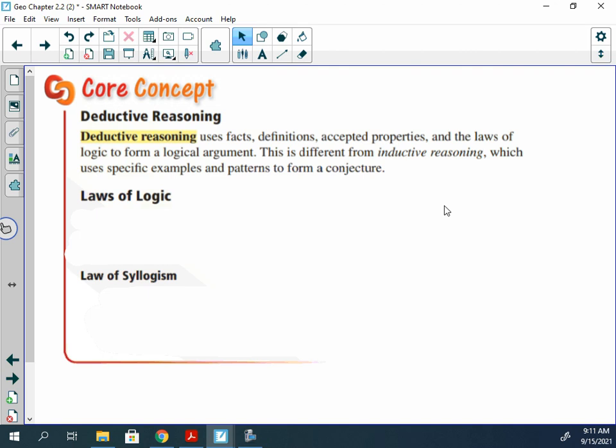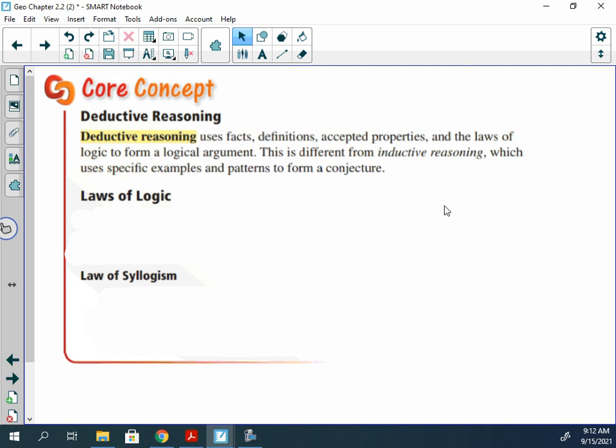So, what are we using with deductive? It is facts. We're using facts. Inductive is patterns, something that we can observe. Deductive is facts, definitions, accepted properties, and laws of logic, stuff that we can prove. Deductive reasoning is stuff that we can prove. Inductive reasoning is something that we see.